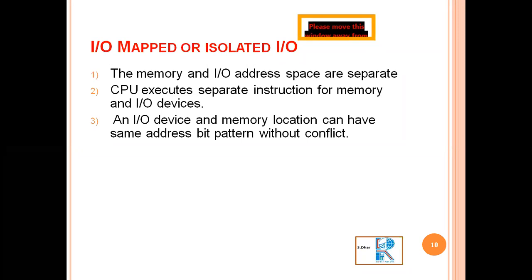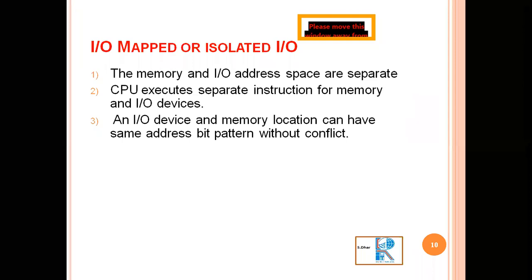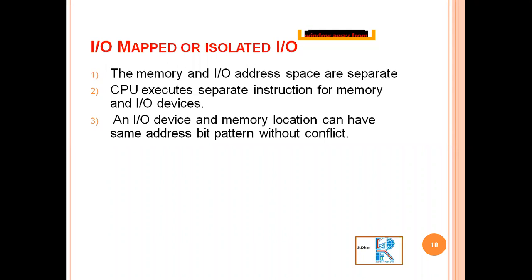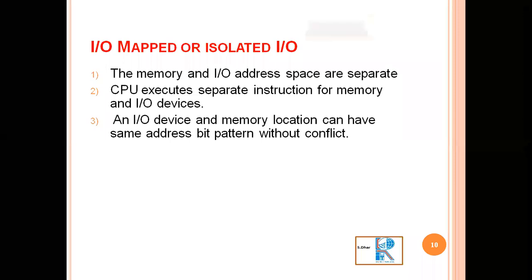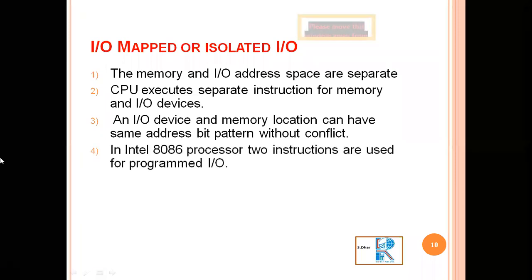That means suppose 00000001, this may be a memory address, and this may be an IO port address. So how can the CPU differentiate between them? Using different instructions, because the CPU has different instructions for IO and different instructions for memory. It will be clear from here.